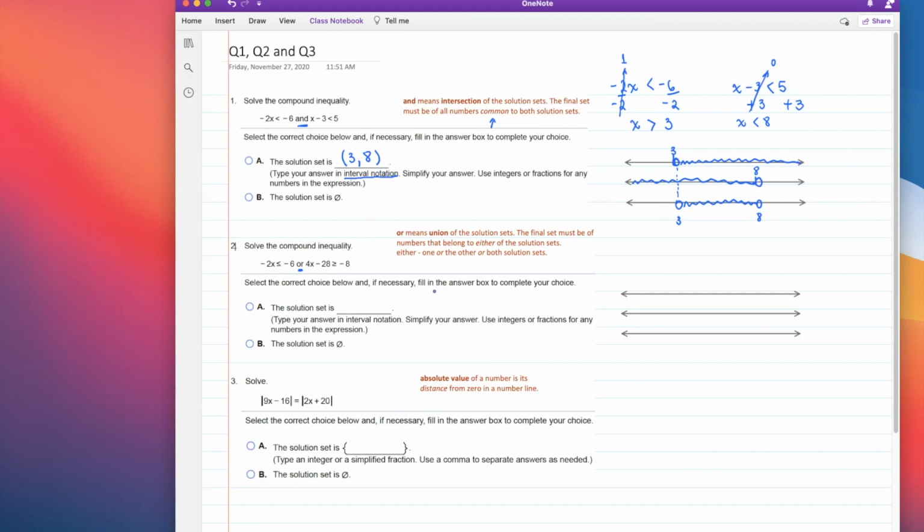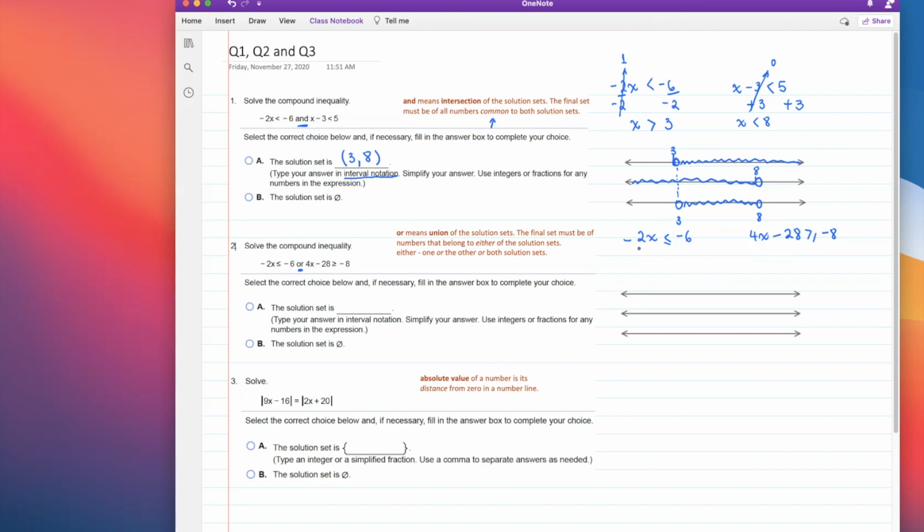Okay, proceeding. Now I have two inequalities with an or. The or means not common things, but everything that belongs to the solution of each one of them. One or the other, both solution sets is a union. So let's start solving the inequalities independently. Negative 2x is greater than or equal to negative 6, and 4x minus 28 is greater than or equal to negative 8.